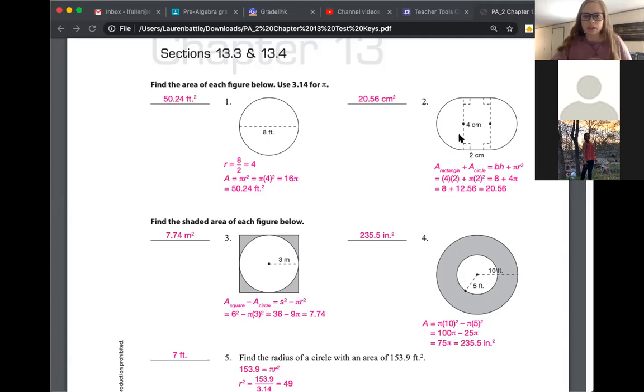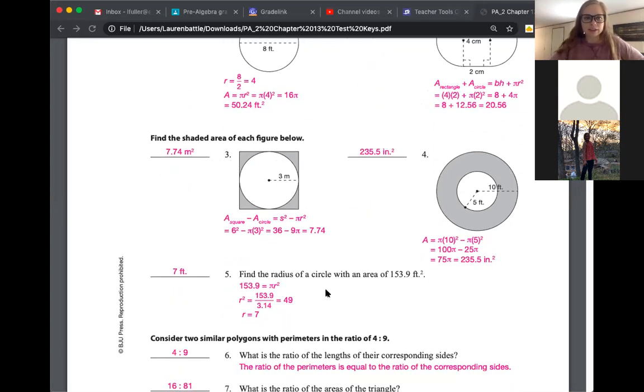And then you've got this half and this half, which, well, this whole length right here is 4, which would be the diameter of the half circle for both sides. So therefore, the radius of each half circle is 2. And if I were to put those 2 half circles together, the radius is the same. So therefore, I can make it just 1 full circle.